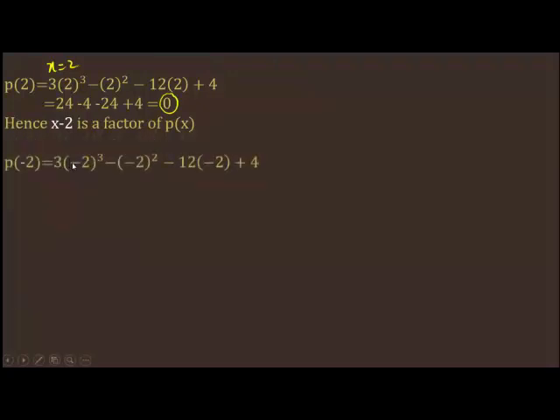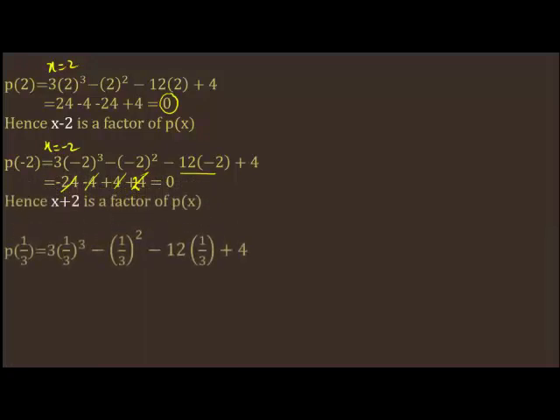Now we will put x is equal to minus 2 instead of x, so it gives us again 0, right? This is plus 24, right? Mistake. Plus 24. Minus 24 plus 24 cancel. Minus 4 plus 4 cancel, right? So it gives us 0 again. So minus 2 is the root of this polynomial. It means x plus 2 is the factor. This is the second factor.